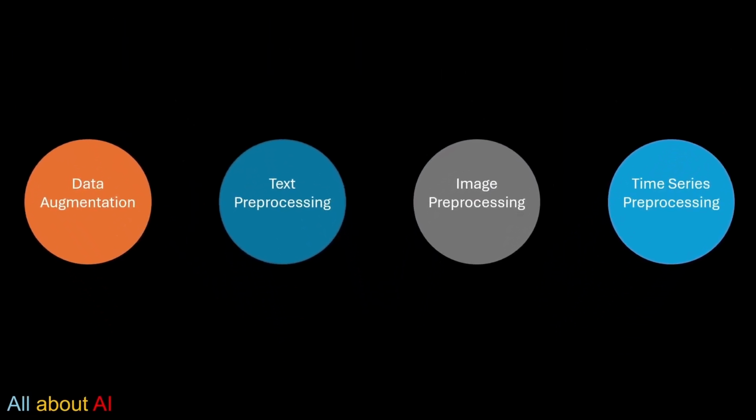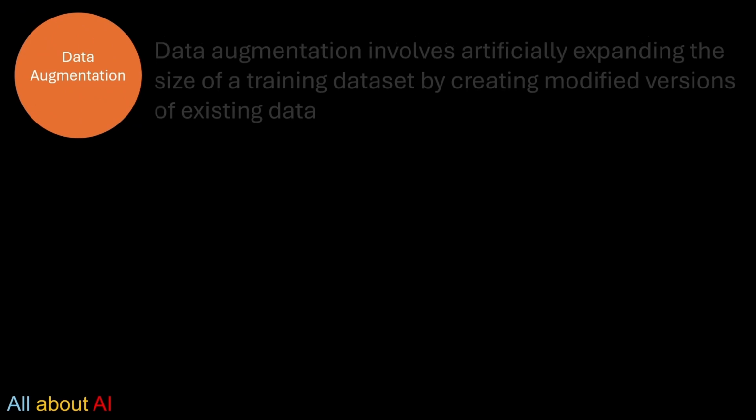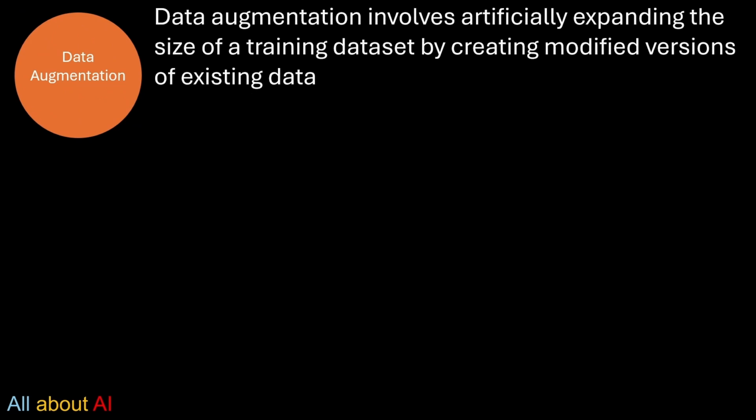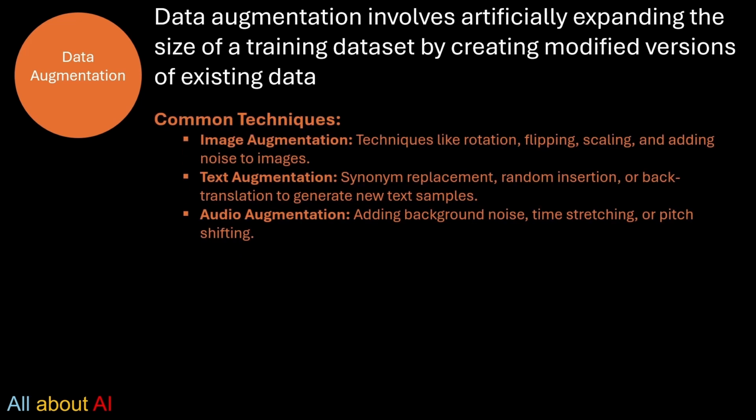Now, we'll quickly go through the remaining 4 categories: data augmentation, text preprocessing, image preprocessing, and time series preprocessing. So, in data augmentation, we artificially expand the size of the training dataset by creating modified versions of existing data. Usually, this technique is predominantly used in image, text, and audio.